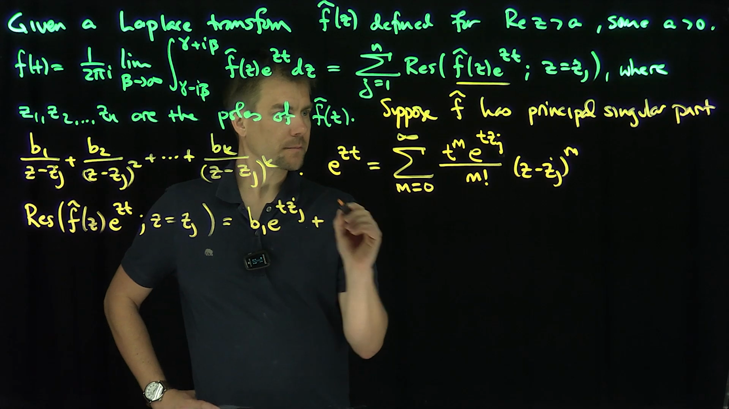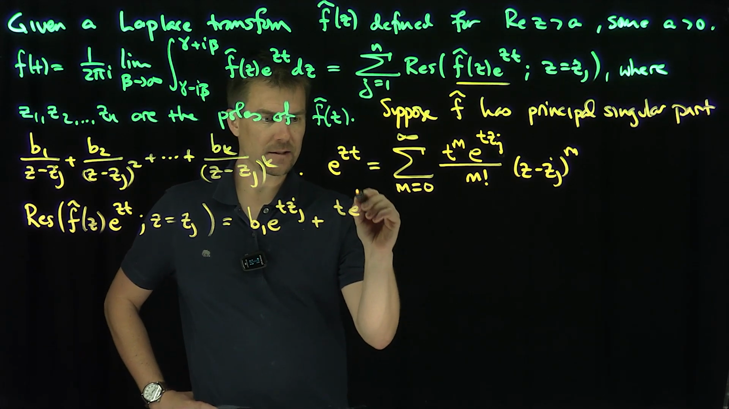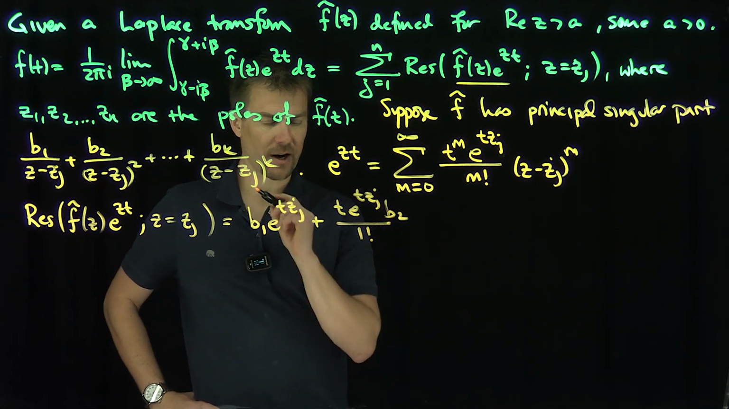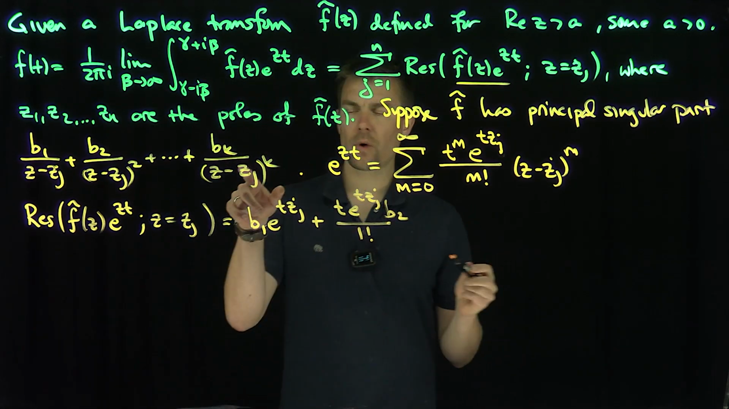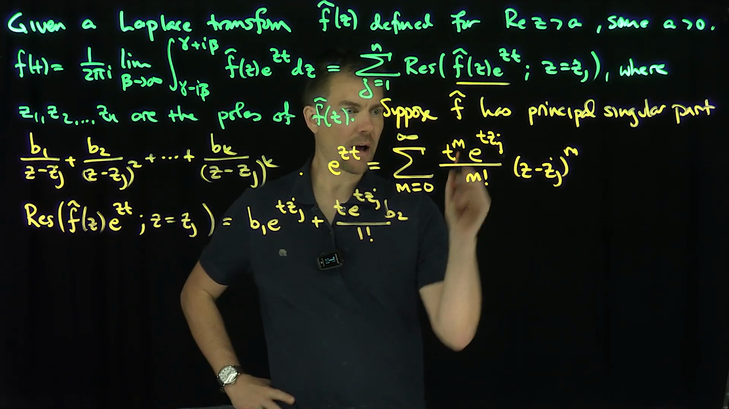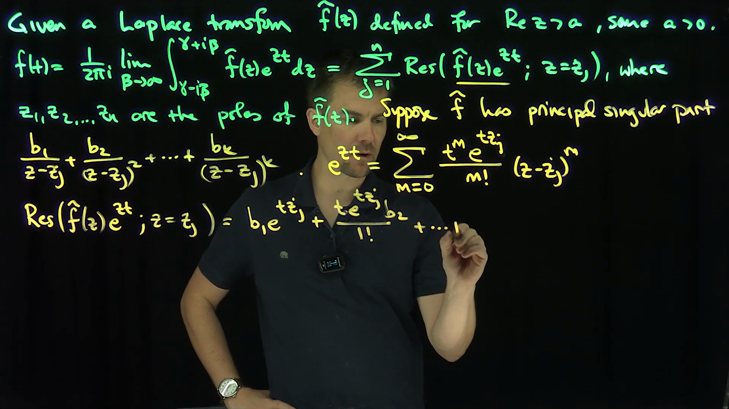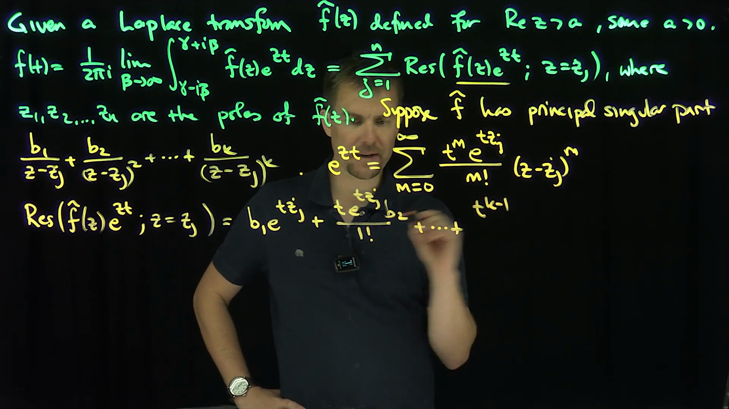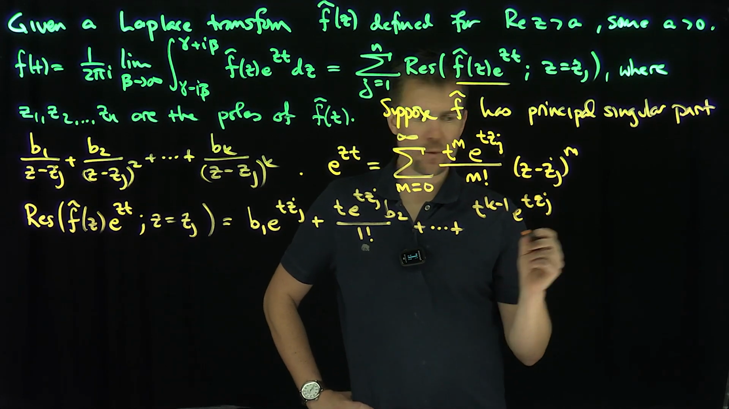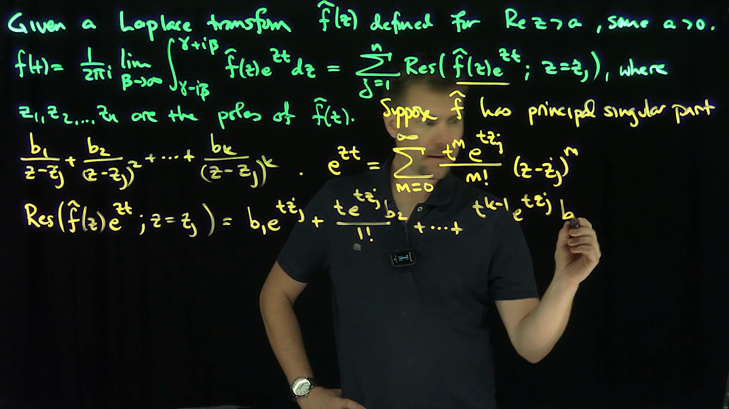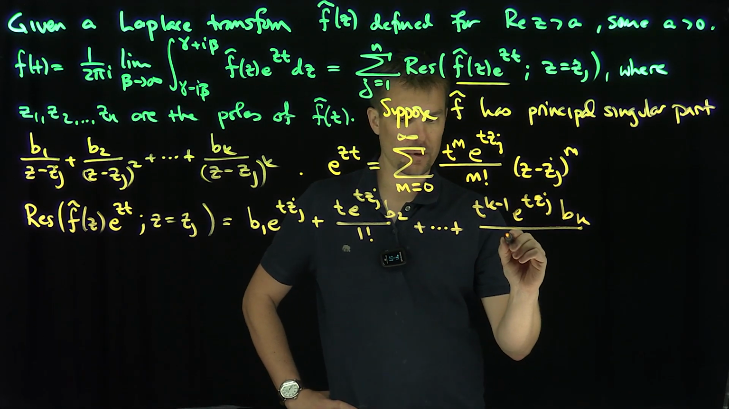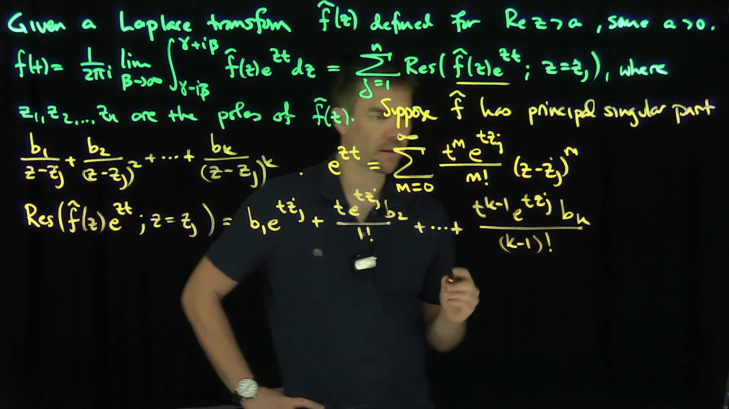We're going to get a t, an e to the t zj, a b2, and then a 1 factorial, right? And then all the way down to what? I would need m equals k minus 1 to annihilate that thing. So m equals k minus 1. So down to the very last thing over here, down to the t to the k minus 1, e to the t zj, and then b k over k minus 1 factorial, like that.